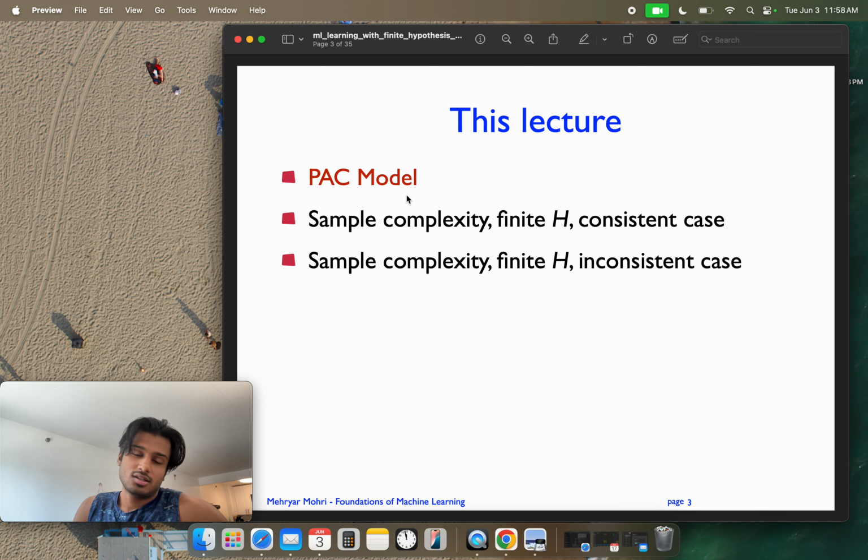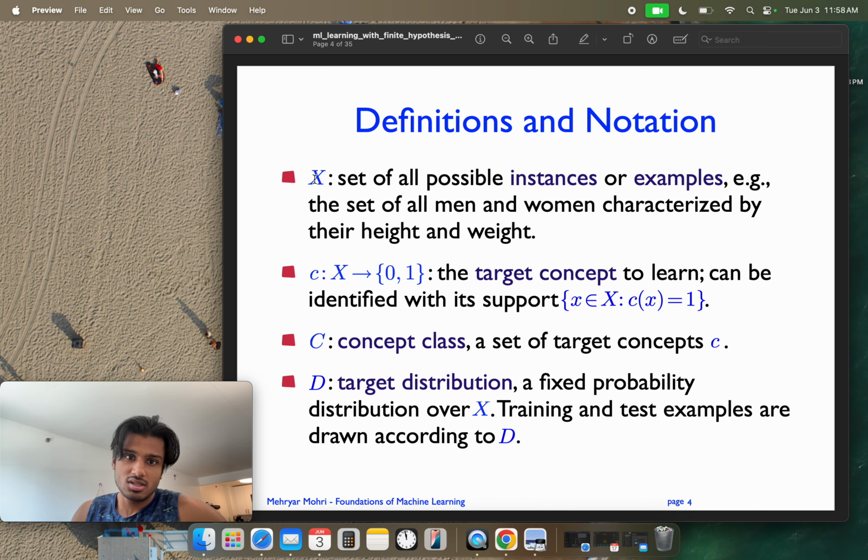So this is part 1 about the PAC model. PAC model means, well, we'll get to it. So, definitions and notation for this. X is the set of all possible instances or examples, for example the set of all men and women characterized by their height and weight, essentially. X is just the set of all instances.